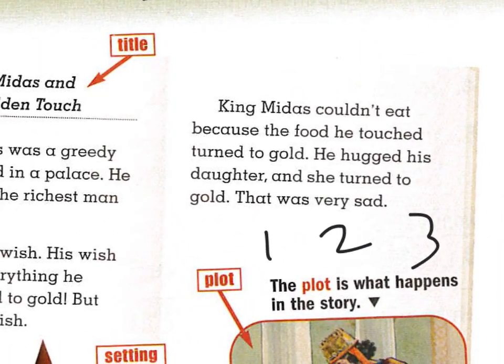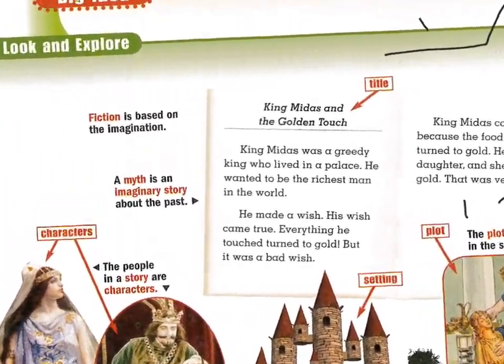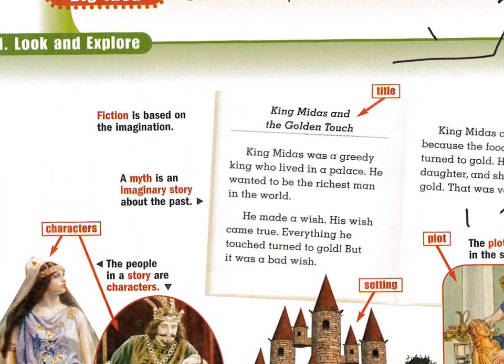King Midas couldn't eat because the food he touched turned to gold. He hugged his daughter, and she turned to gold. That was very sad. Okay, so this is fiction. It's based on imagination. And this is a type of fiction called a myth. And a myth is an imaginary story about the past, and it often is used to teach a lesson or explain something.